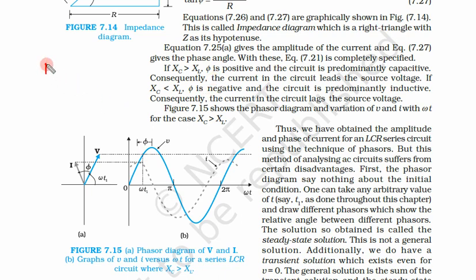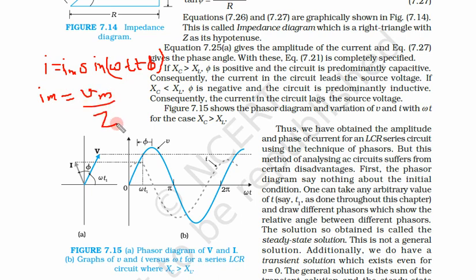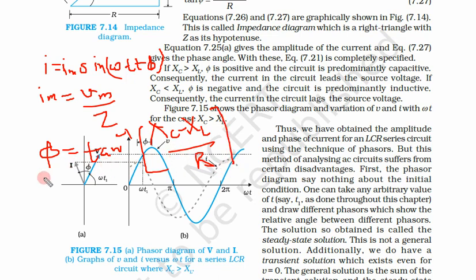So we started with one equation, I is equal to Im sine omega t plus phi. Then we found what is the value of Im. Im was simply Vm upon Z, where Z was under root R square plus XC minus XL square, and we find phi is equal to tan inverse XC minus XL upon R. So this is tan inverse of this, that means phi.